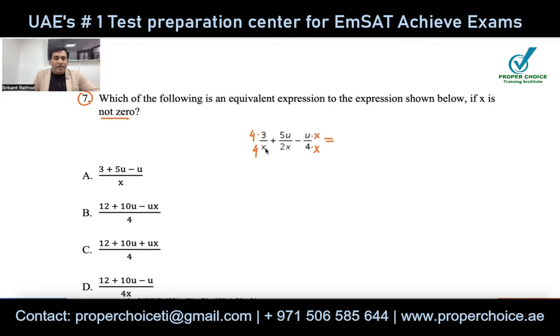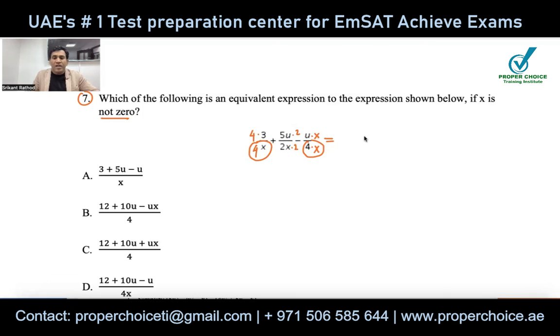Now I got 4x here, together 4 times x, 4x. But another term has just 2x. How do we make that the same as 4x? So multiply that by 2. If you are multiplying here by 2, multiply here also by 2. That's how I make a common denominator. You have to make everything the same in the denominator.